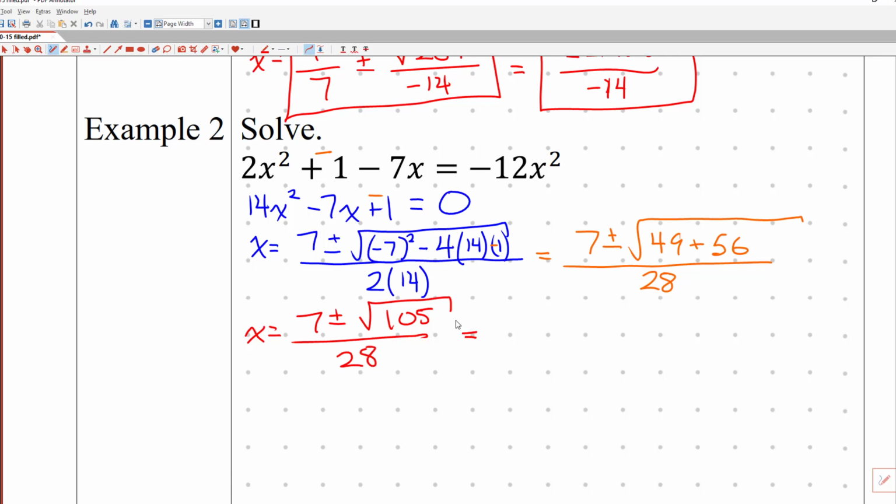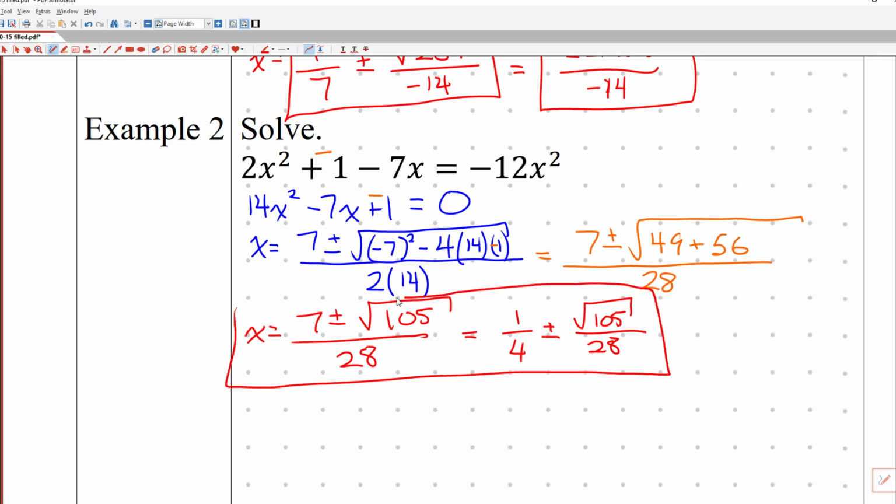And then the other way that you can picture this is 2 fractions. So the first fraction is 7 over 28, which reduces to 1 over 4. So 1/4 plus or minus the square root of 105 over that original fraction, 28. So both of these two are our answers. Look for either of them in the multiple choice for Khan Academy.